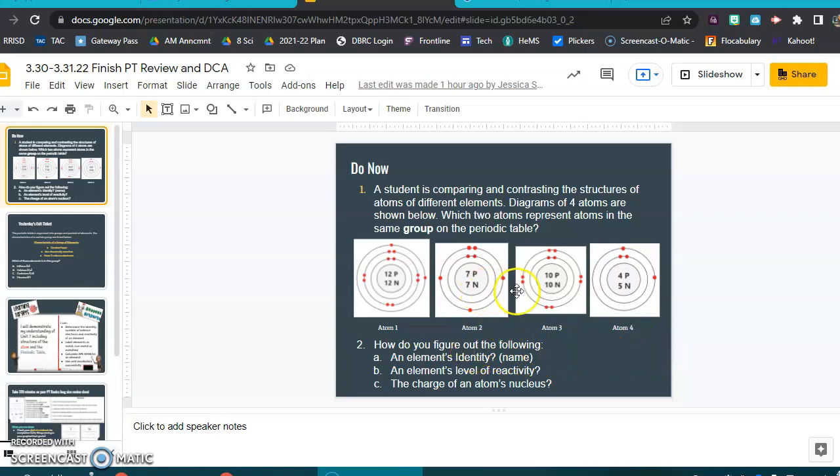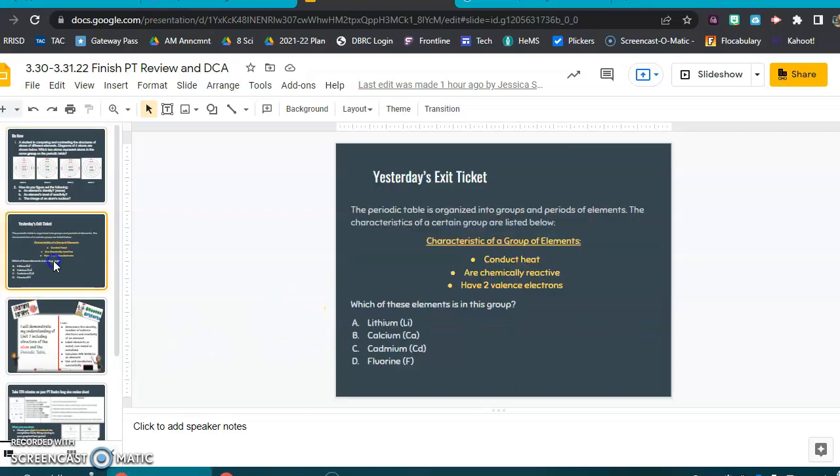So how did you figure out the following? An element's identity. Well, we can look at its number of protons because that matches the atomic number. Its level of reactivity by the number of valence electrons it has in the outer shell. And the charge of the nucleus. Remember, the charge is determined by the protons in it. So there we go.